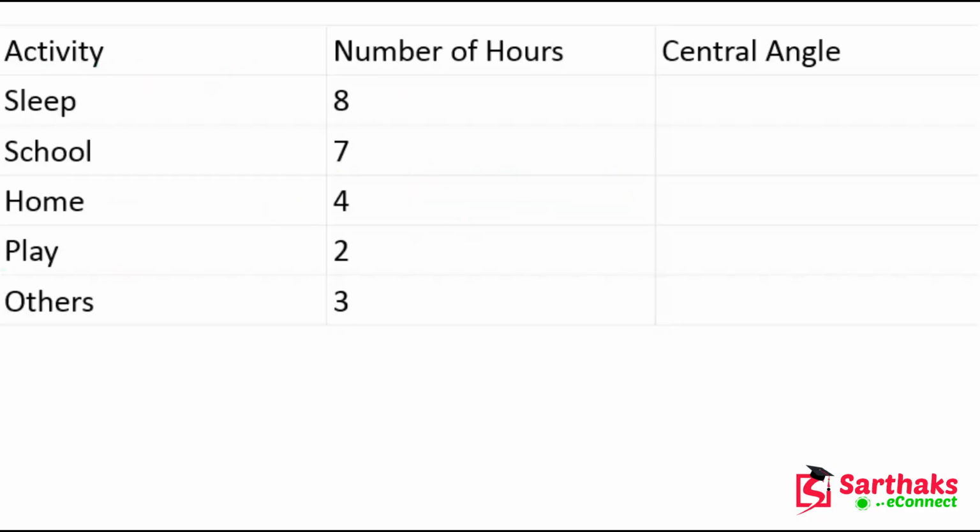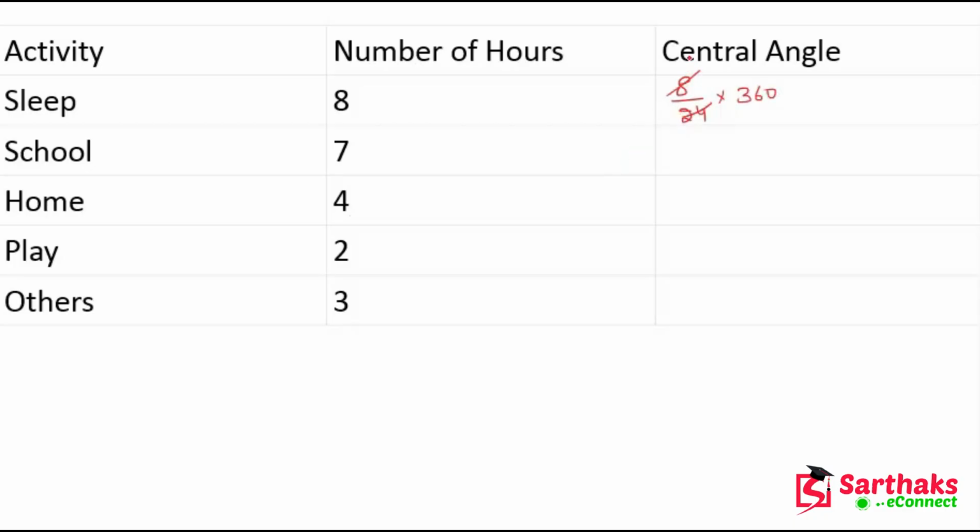Now let's make the table. Here you can see we have activities, which are sleep, school, home, play, and others. Here we have the number of hours, which is 8, 7, 4, 2, 3. Now we have to find the central angle. How can we find it? Listen to me very carefully. We know that component value, which is 8, divided by total value, which is 24, is multiplied by 360 degrees.